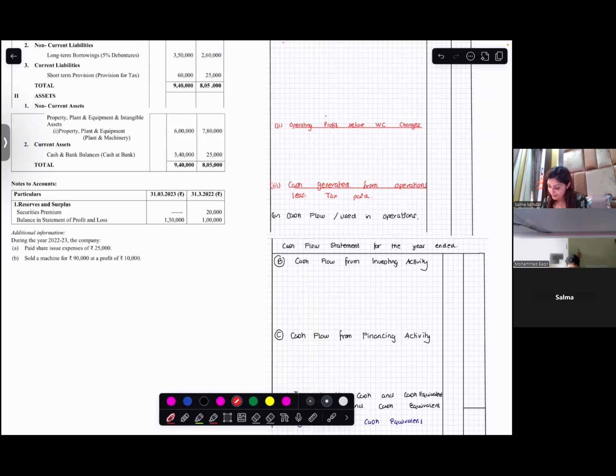Investing activities is basically related to your non-current assets. Financing activities would be related to your non-current liabilities and your equity section. This thing you should remember. You will always make a working note number 1 to find out the net profit before tax and extraordinary items. And the starting point of it would be your reserves and surplus closing minus opening. Are you with me?